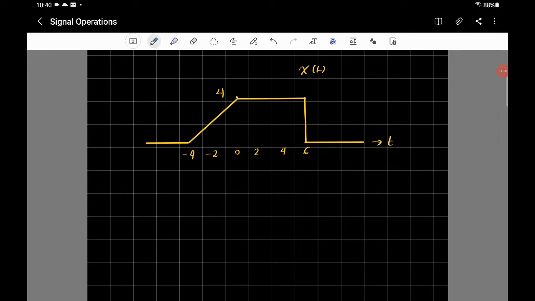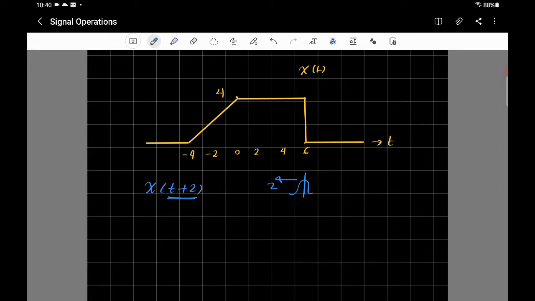Well, what happens if we want to do x of t plus 2? So now x of t is given, and we want to do the other shifting, x of t plus 2. When you say x of t plus 2, it means the whole graph is going to move 2 units toward the left.